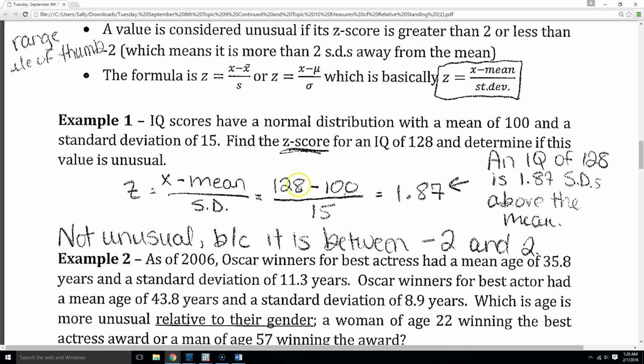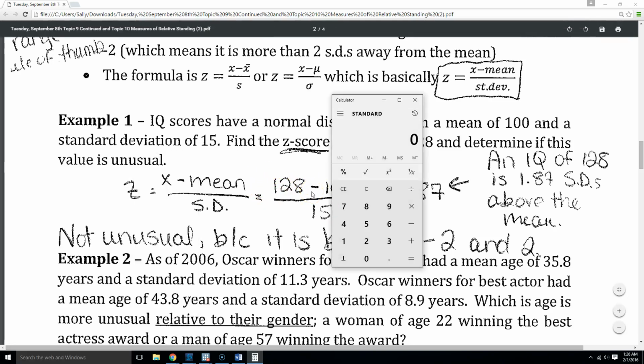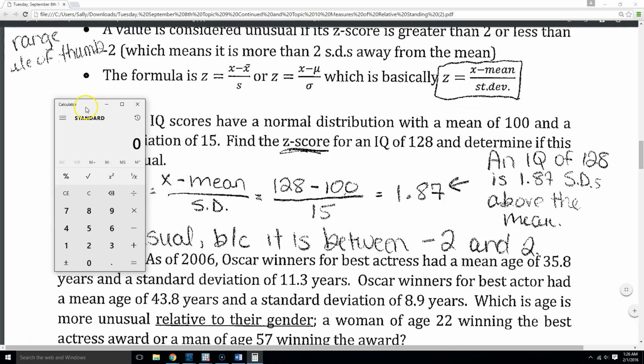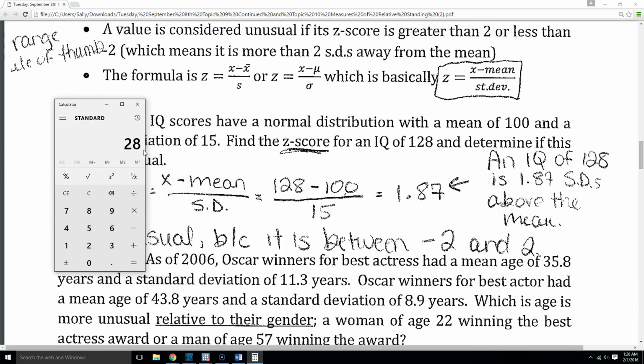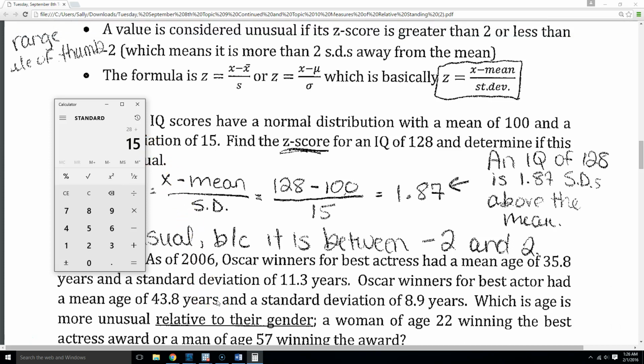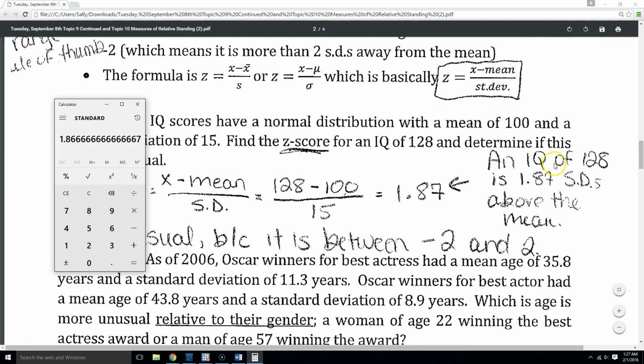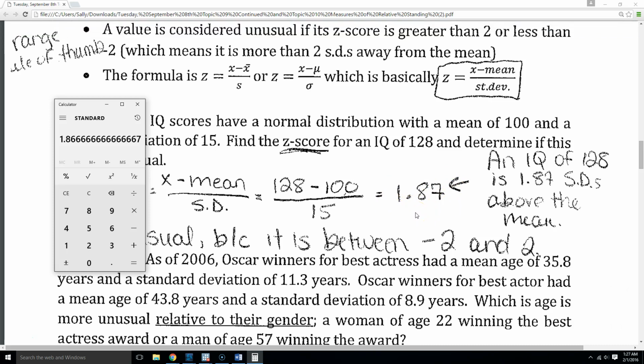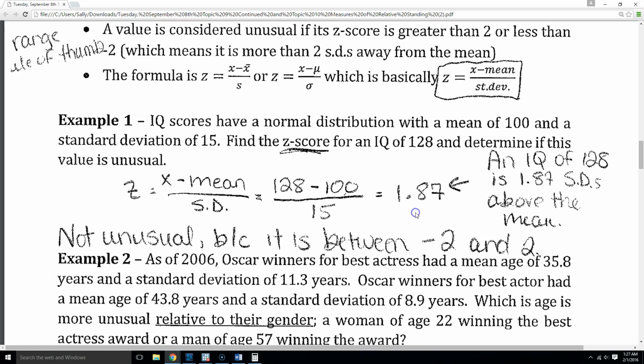So 128 minus 100. Let's get this calculator going. I would hit the enter button, which is what you do no matter what kind of calculator you have, and then divide this number by 15. So what this tells us is that an IQ of 128 is 1.87 standard deviations above the mean of 100. This doesn't have the same unit as the original data, but you can interpret it as standard deviation units. Whatever the standard deviation is in, it will be the same one technically.